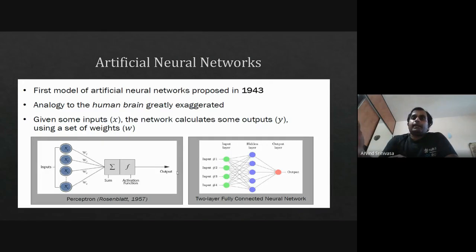So this is the basics of neural networks. Then came one hidden layer, which is called a multi-level perceptron. If you have multiple hidden layers, it is called a deep neural network.